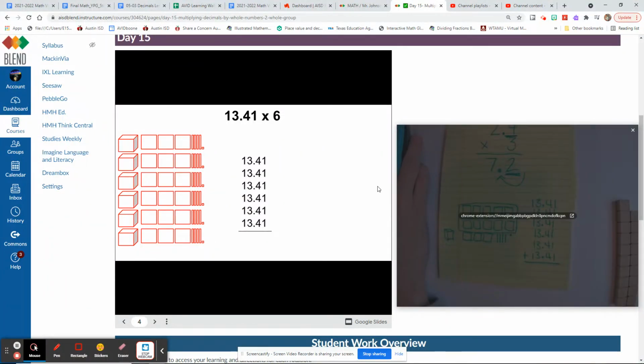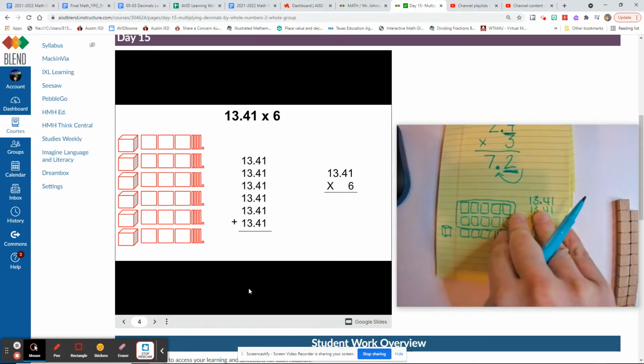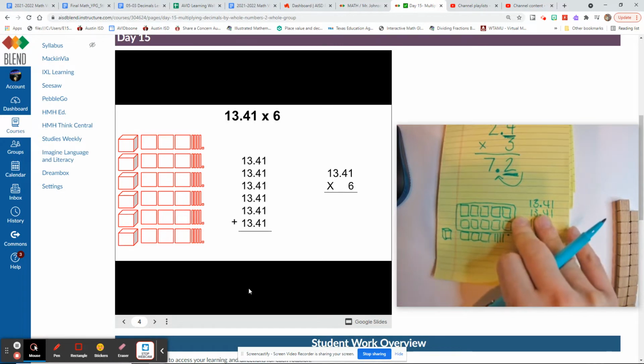And there they go. They show us the same thing. We have a quick picture, and then we have repeated addition. And then finally, the algorithm. So, once again, let me show you the beauty of the algorithm.